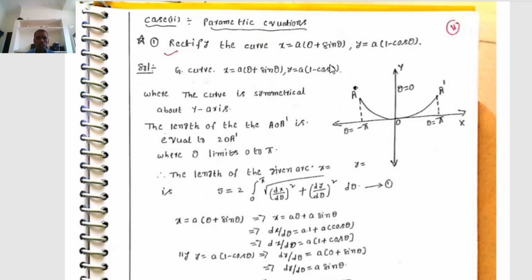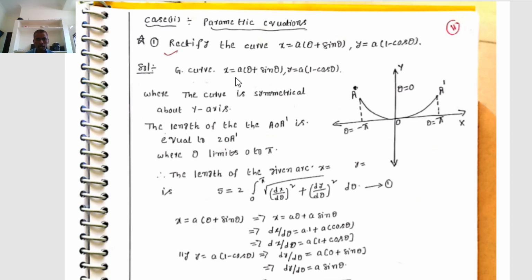Rectify the curve x equals a into (theta plus sin theta), y equals a into (1 minus cos theta). That is, we have to find the length of the arc of this curve. We observe that the equations of the curve are in terms of theta, so it is the parametric equation of the given curve, x equals x of theta, y equals y of theta. Therefore we find the length of the curve using the parametric equation formula.